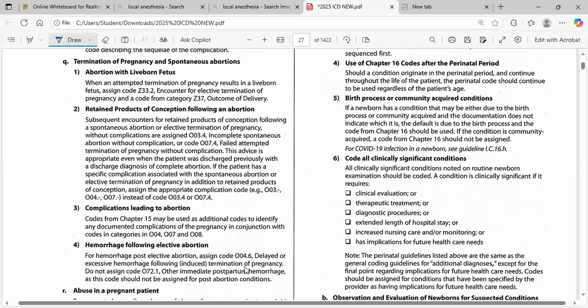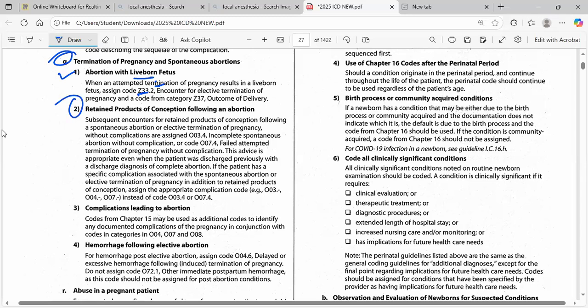These guidelines are for termination of pregnancy. If there is an abortion which ends up having a live-born fetus, in that case we have to use Z33.2, which will represent that the patient is coming for an elective abortion or attempted termination of pregnancy. And with this, you have to use Z37 to represent that a live birth has occurred. So whenever a patient is coming for an abortion but it ends up with having a baby, you have to use Z33.2 first, followed by Z37.